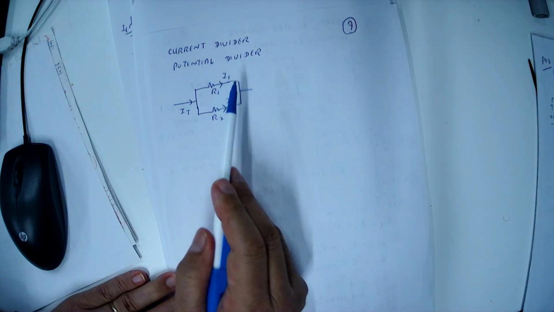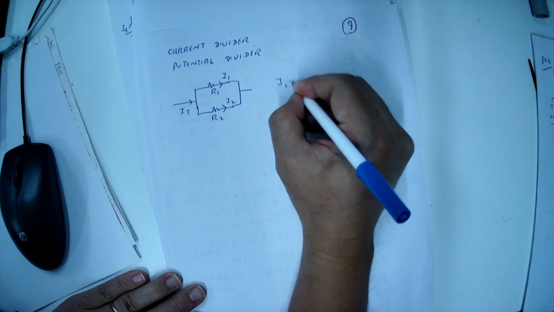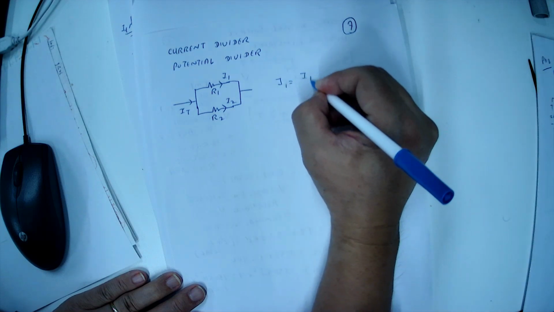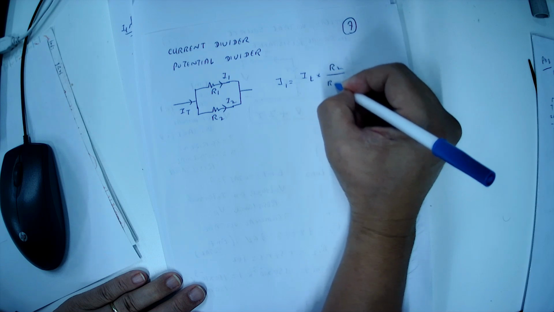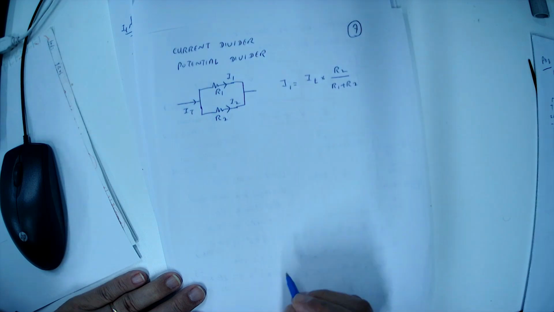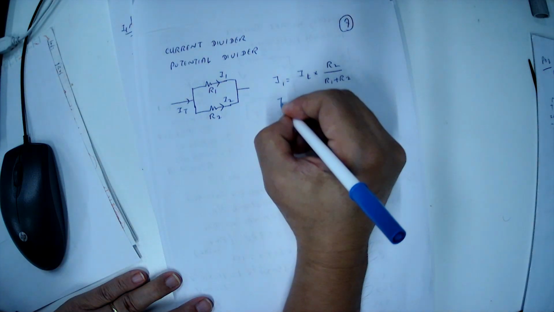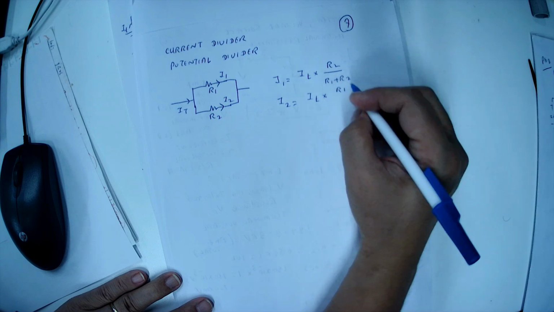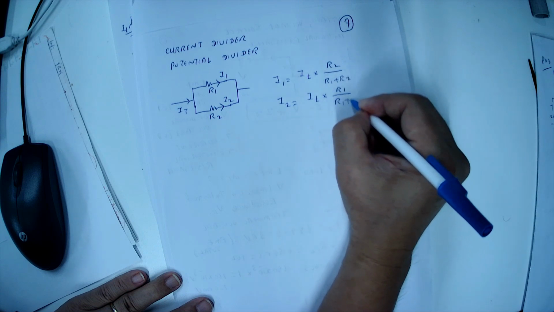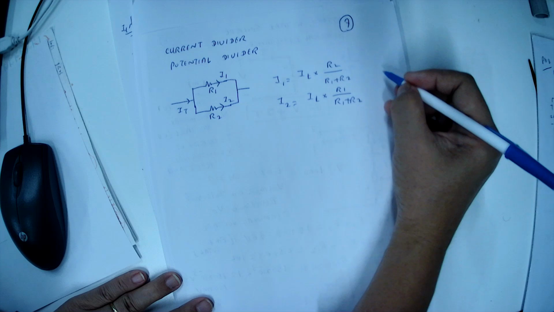In this case, we can calculate I1. I1 equal to I_T multiplied by R2 divided by R1 plus R2. And also we can write down the equation I2 equal to I total multiplied by R1 divided by R1 plus R2. So this is the current divider theorem.